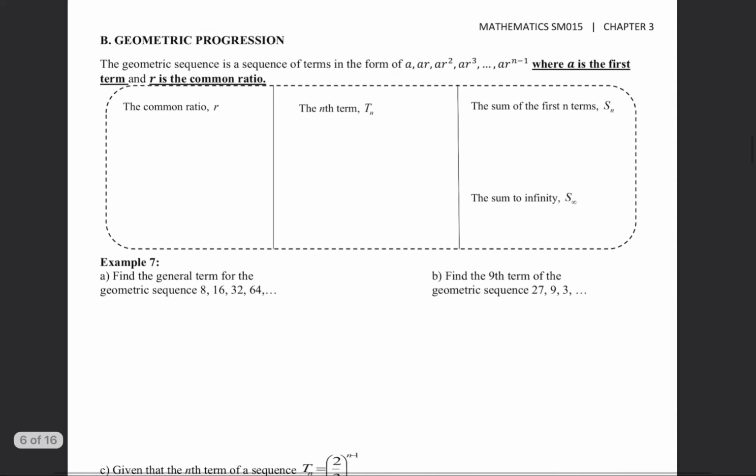Okay, sebelum tu kita kena tahu term-term untuk geometric progression kita. So the first term secara generalnya, first term ialah A lah. Okay, obviously kita dah tahu dah, T1 is equals to A. And then our second term is equals to AR. Our third term is equals to AR square. Okay, dan seterusnya lah.